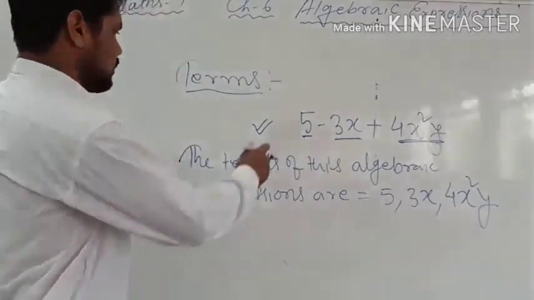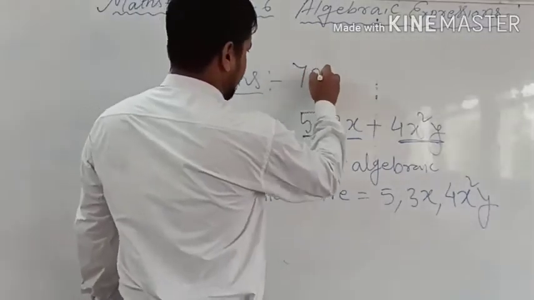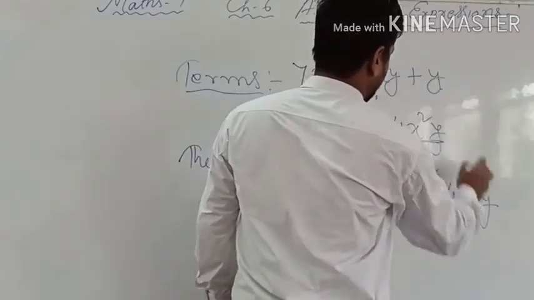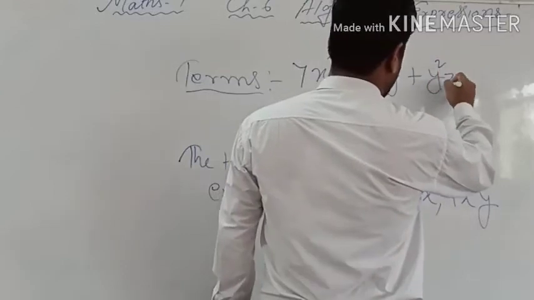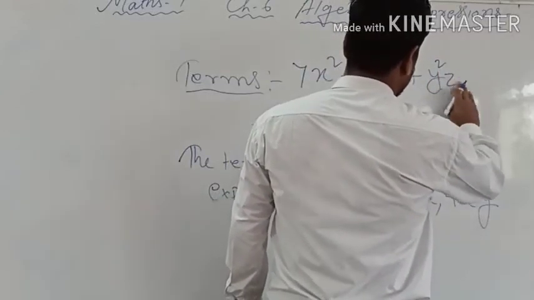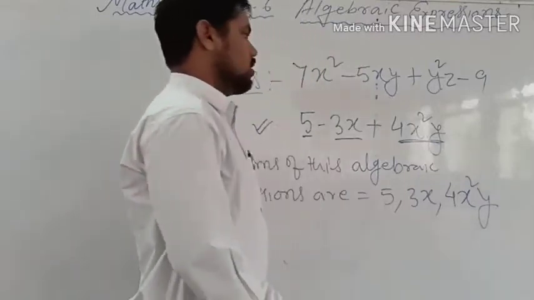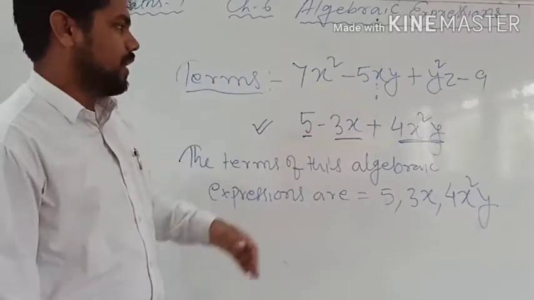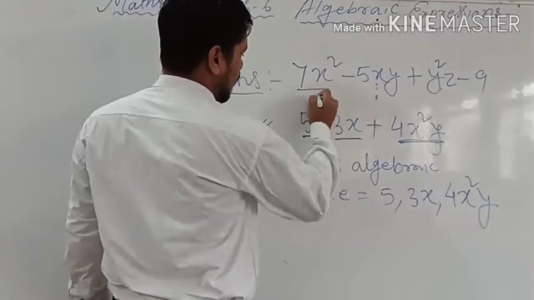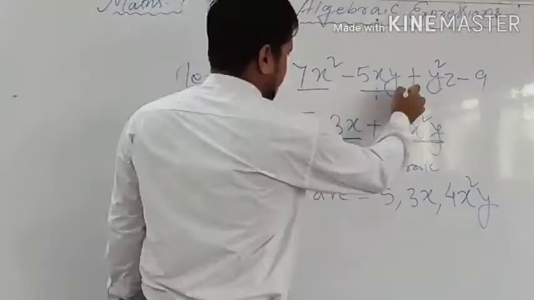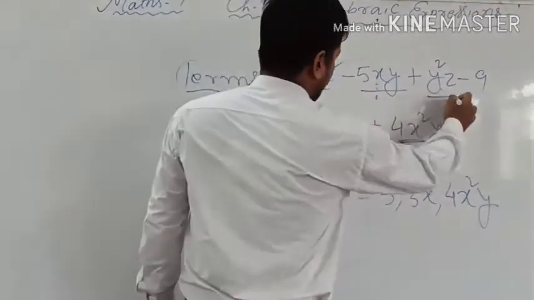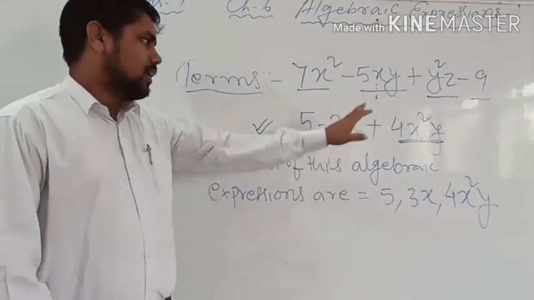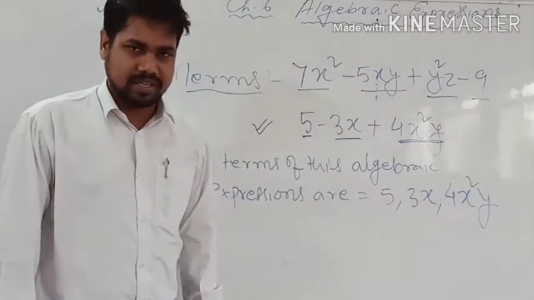You can take one more example. For example, 7x square minus 5xy plus y square z plus or minus, suppose, 9. So this is the number. In the previous example you can see there were 1, 2, 3 terms. But here how many terms are there? 4 terms. One 7x square, another 5xy, another y square z, and another 9. Okay. So these are the terms of this algebraic expression.